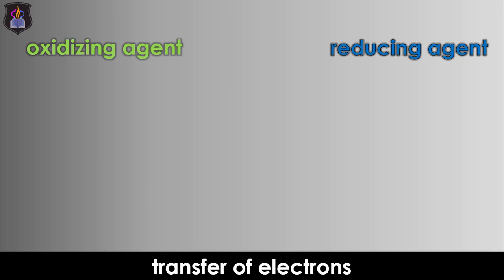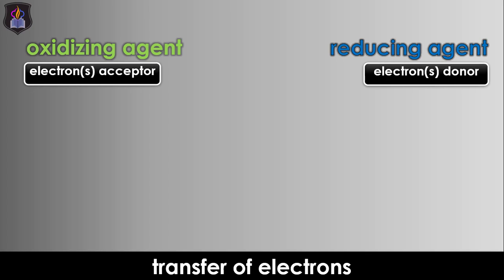In terms of electrons transfer, an oxidizing agent is a substance that accepts electrons, while a reducing agent is one that loses electrons in a redox reaction.